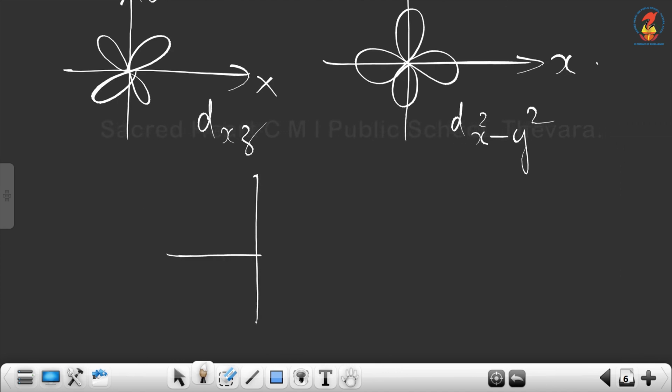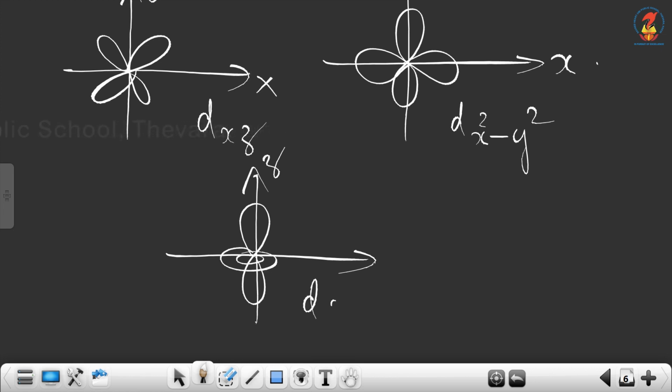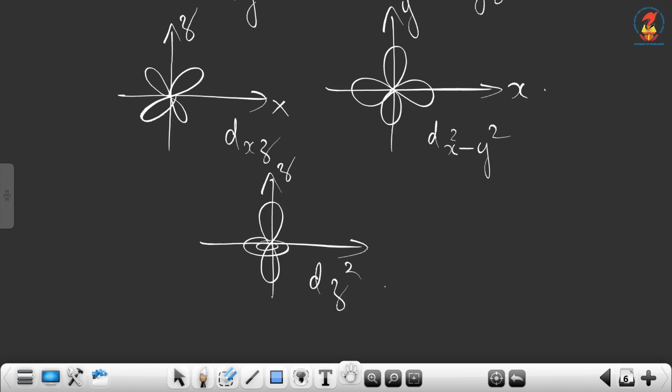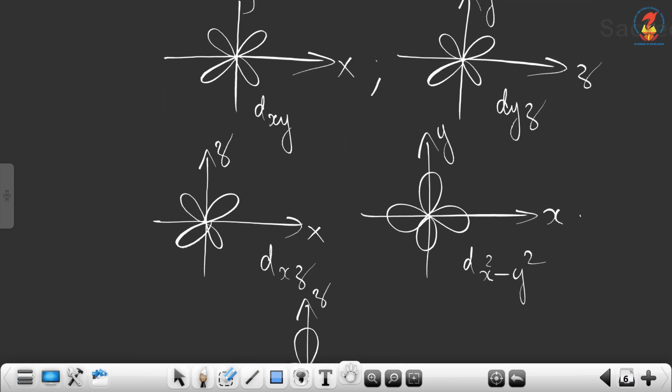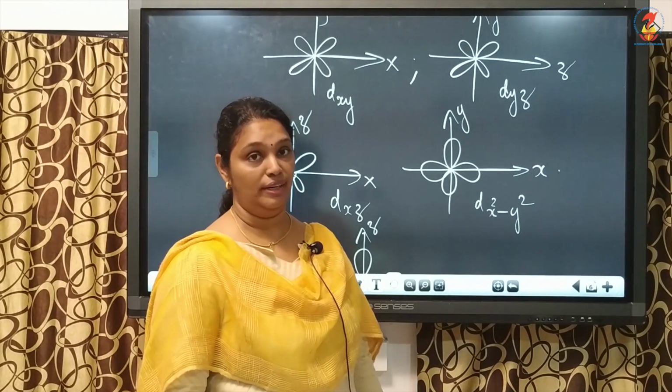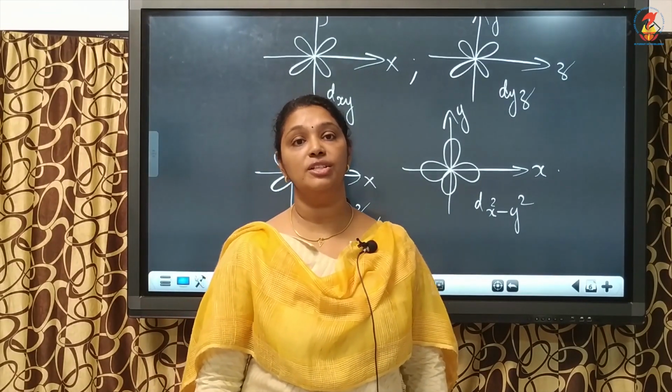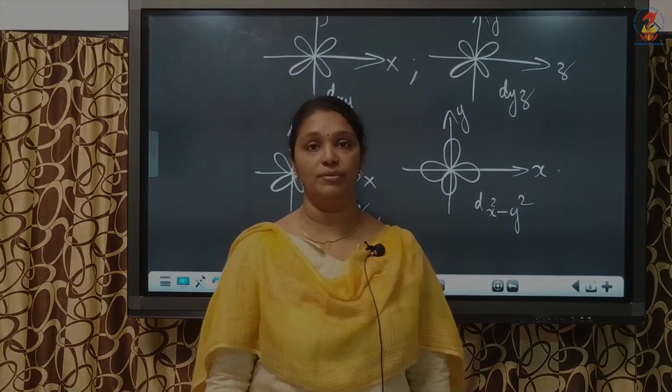Last we have dz square. This is z, so the shape is like this, dz square, and it has a donut shape. This is the shape of dz square. So the 5 d orbitals' shapes are like this, and the 5 d orbitals are degenerate. Okay, so with this the shapes of atomic orbitals is over. Thank you.